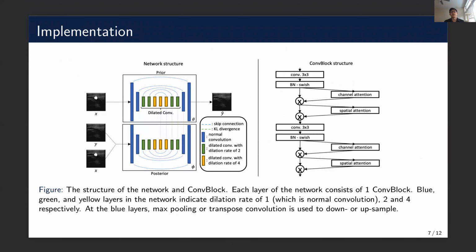We implemented the proposed model in the neural network shown on the slide, where the blue blocks are normal convolution blocks, and the yellow and green ones are the dilated convolution. There is a prior network and also a posterior network, and both of them are trained during learning, but only the prior network is used in inference. Each conv block consists of the structure on the right.